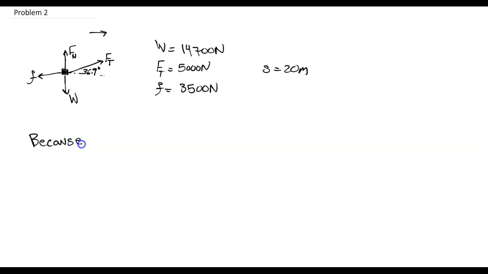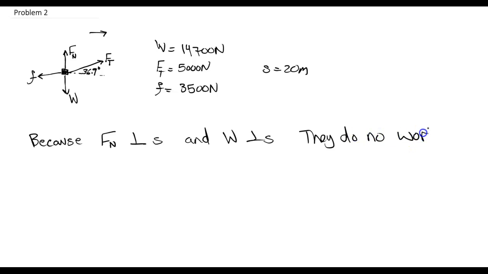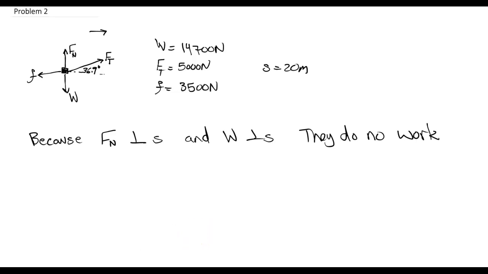And note that because the normal force is perpendicular to S and the weight is perpendicular to S, they do no work. That's because the angle between Fn and S is 90 degrees, so the cosine of 90 is 0, and we don't get any work from those. In fact, anytime the displacement is perpendicular to the force, there's no work done by that force.